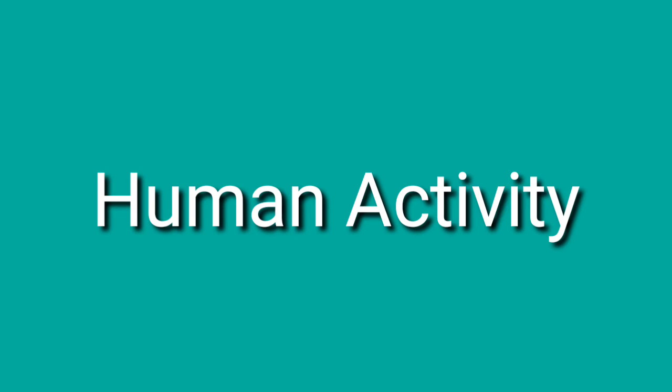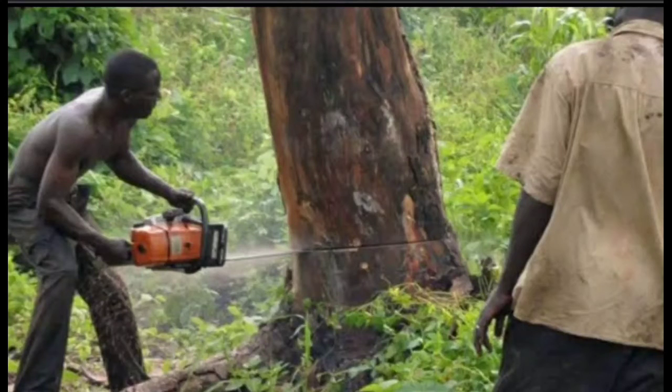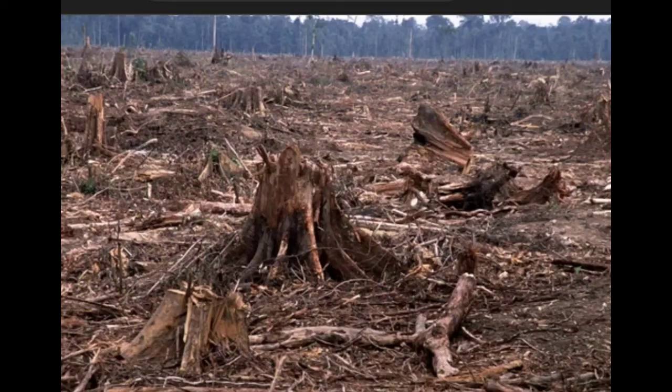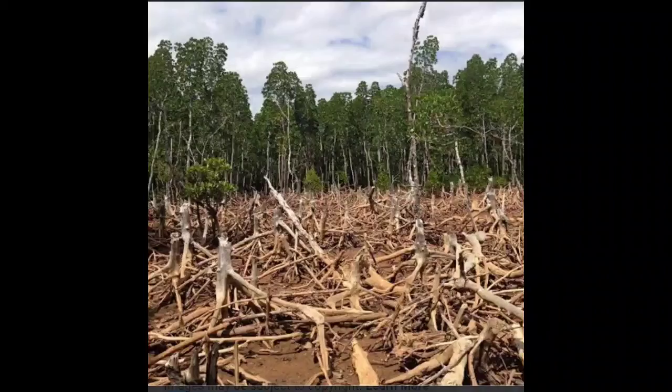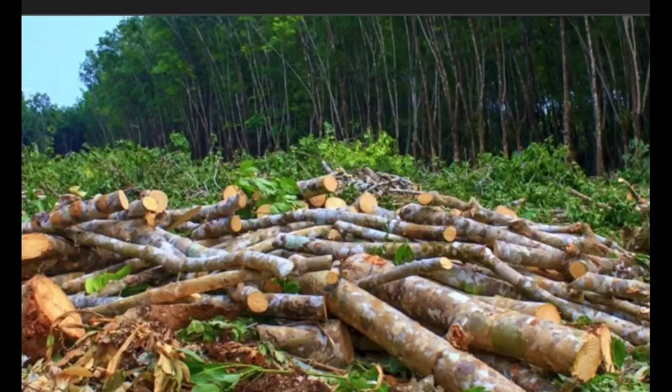Another reason is human activity. All of us know that roots of plants hold the soil, but we humans have destroyed forests just to grow crops, and we use the forest wood for firewood. We cut down forests. This is called deforestation. Overgrazing is another cause of soil erosion.